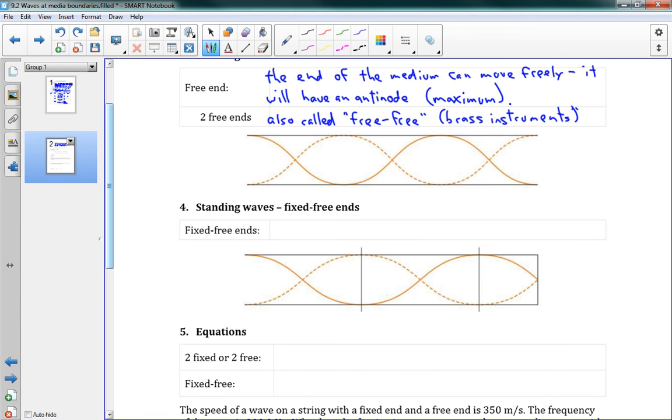Okay, so we have our two free ends. Here's a picture of what that looks like. Usually when we're talking about free ends, that often has more to do with air. So you can imagine this picture as a tube. Maybe I've taken my trumpet and just stretched it out so it's not shaped like a trumpet anymore. It's just a long tube.